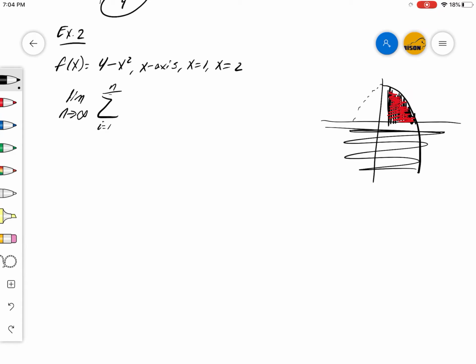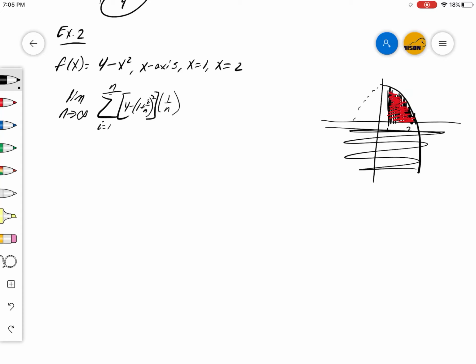This is 1 and this is 2, so it's only 1 wide. So the width of each rectangle is going to be 1 over n. That's definitely my width. But then I've got to be able to find the height. That would be plugging the i over n into the function. That's going to look like this: 4 minus (1 plus i over n) squared.